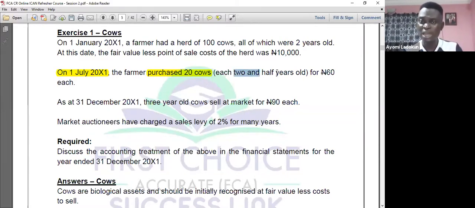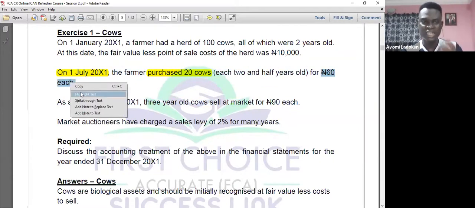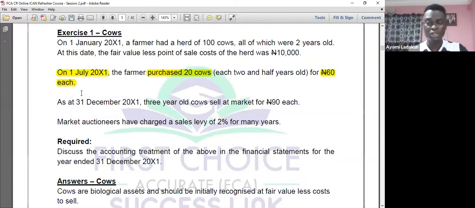Each 2.5 years old for 60 naira each. Okay, so that is it. So I need to initially measure 20 cows. So what is the fair value? It will be 20 multiplied by 60. Okay, 20 cows for 60 naira. So it will be 20 multiplied by 60. That will give me 1,200, if my brain is not failing me. So 20 multiplied by 60, that will be 1,200. That's it. That's the fair value.